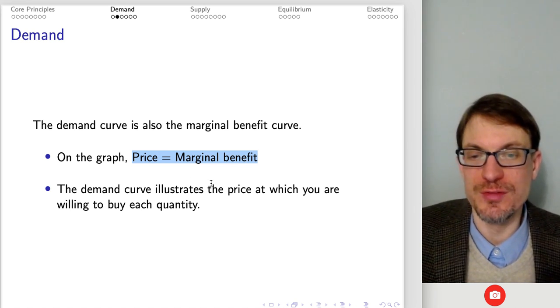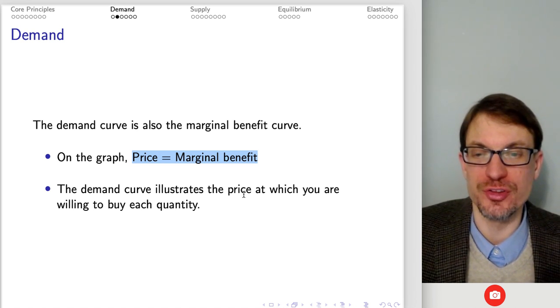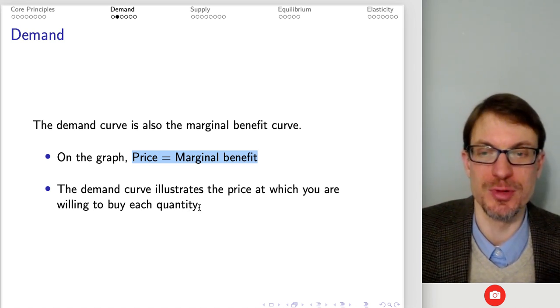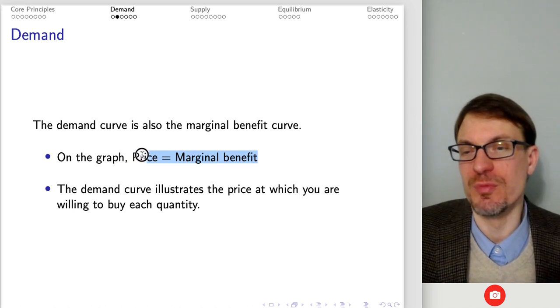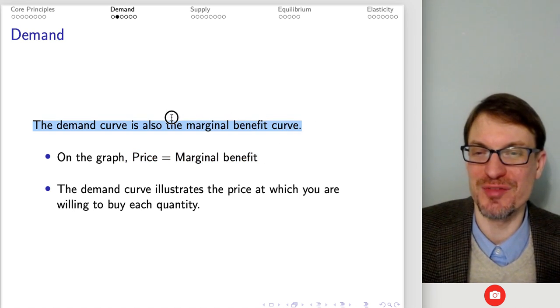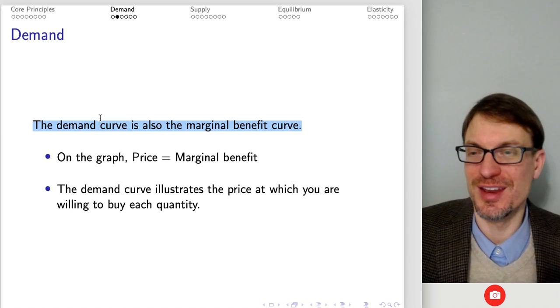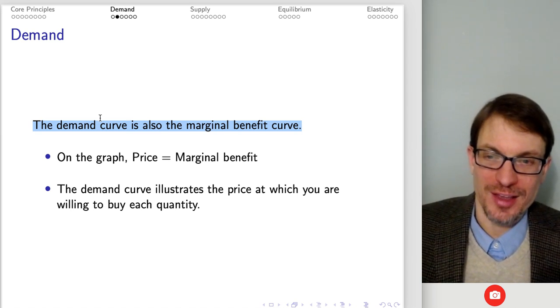The demand curve illustrates the price at which you're willing to buy each quantity. Right? It's giving you your maximal willingness to pay. So there's more on this relationship. The demand curve is the marginal benefit curve in the text and in the slides.